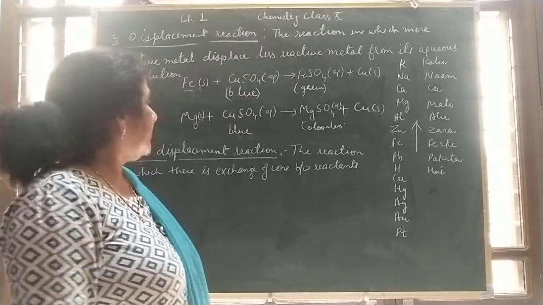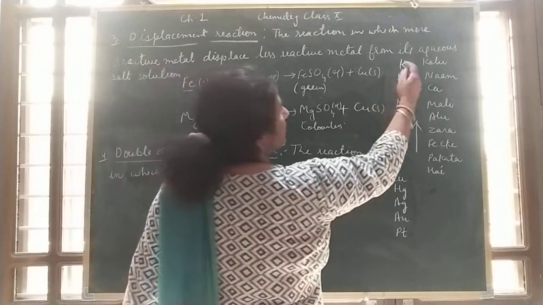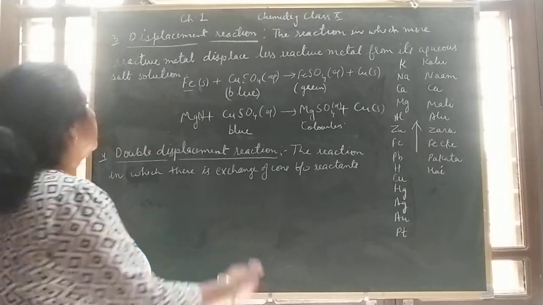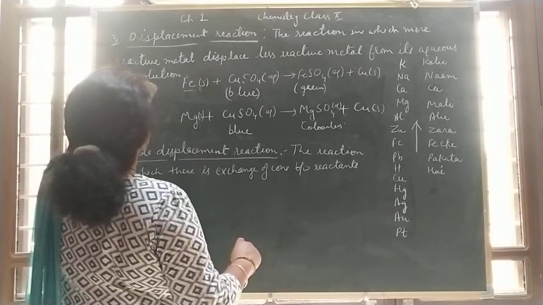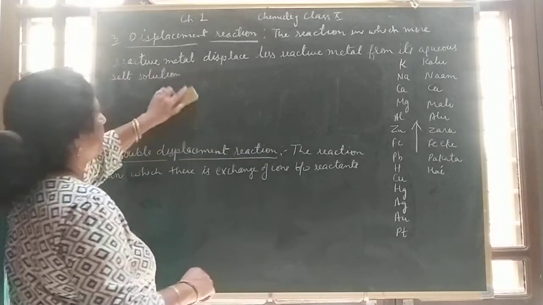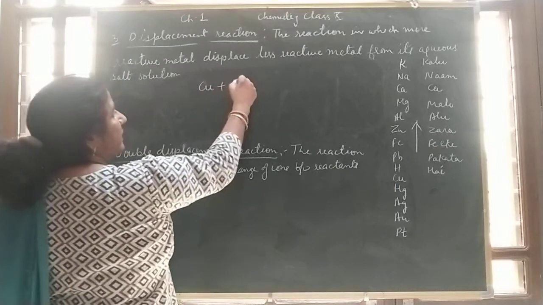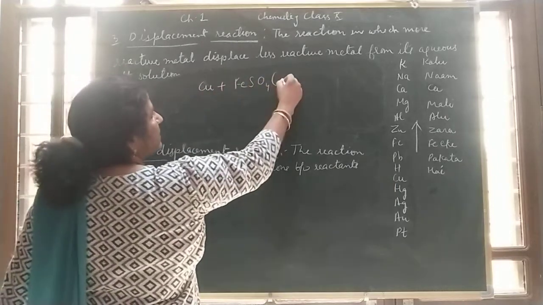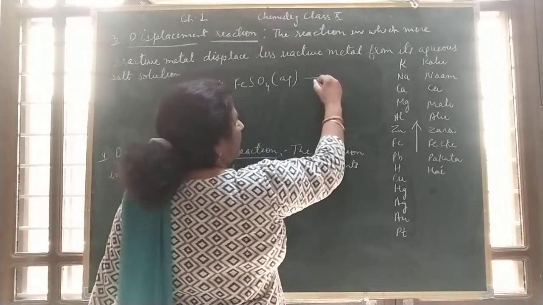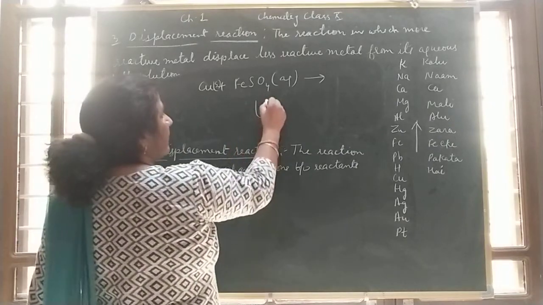and along with this copper particles get settled at the bottom, or they will get deposited on the magnesium ribbon. Now students, what will happen if I take the solution of ferrous sulfate and dip copper wire in it? Means instead of this, now I am taking copper plus ferrous sulfate, means ferrous sulfate aqueous and copper in solid state, then will you observe any change in the green color of ferrous sulfate?